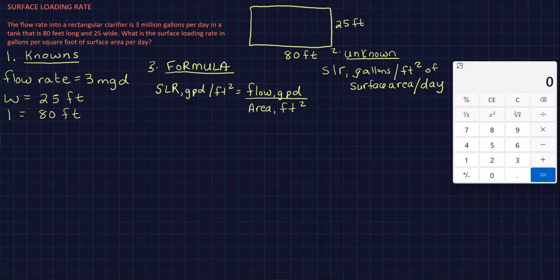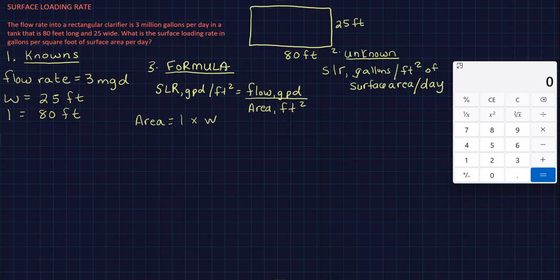Well, this is great because we do know we have a flow of 3 MGD. And we don't quite have area yet, but we know from the formula sheet that we can determine area. And how do we determine area? Well, if you consult the formula sheet, we know that area equals length times width. So we can determine the area.